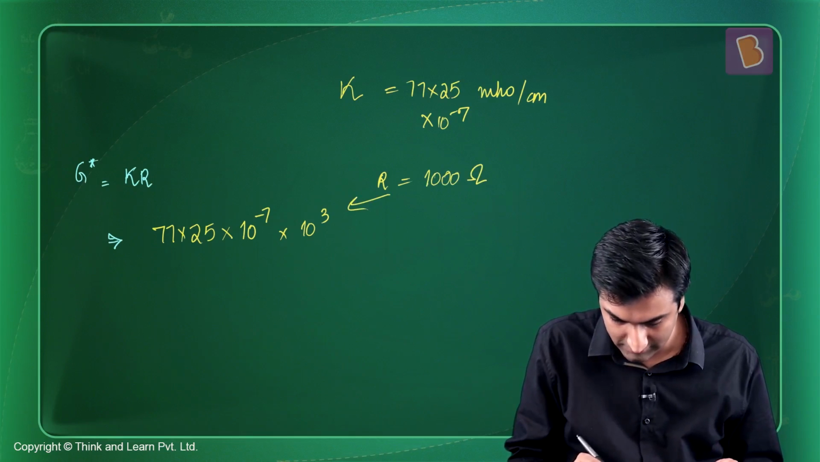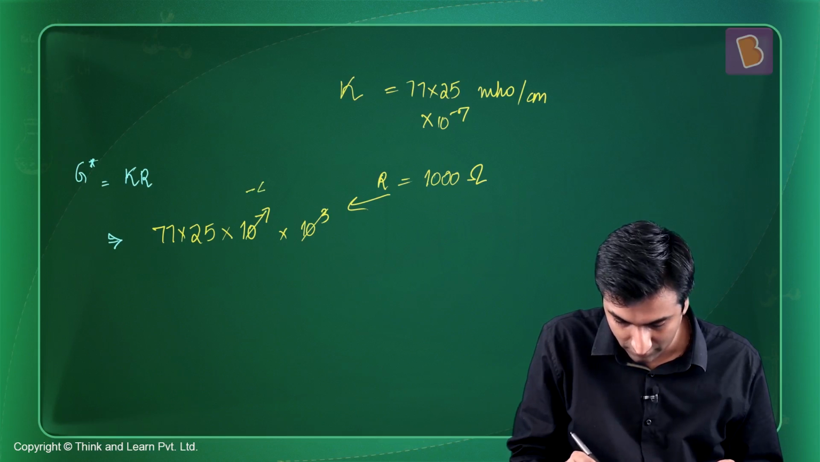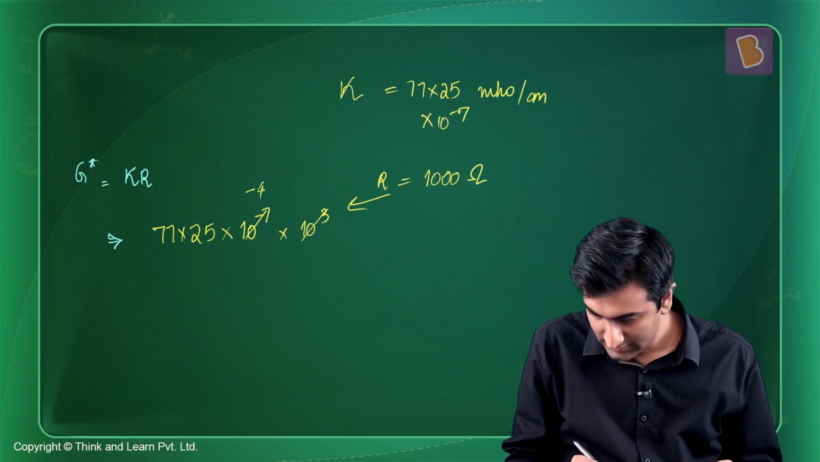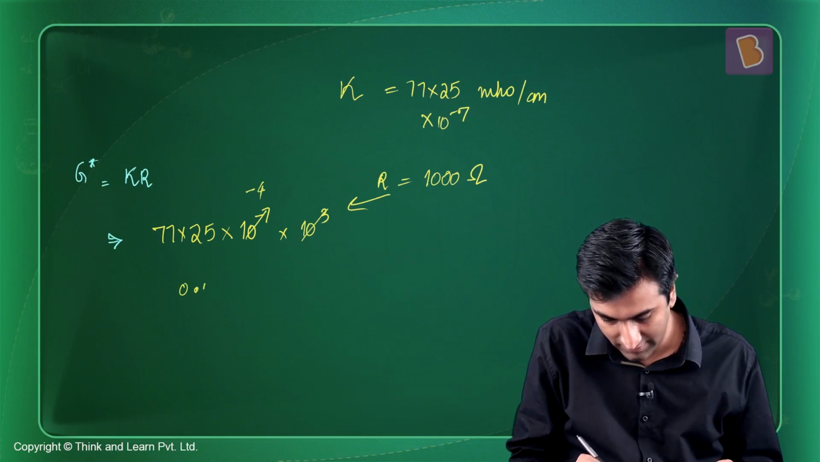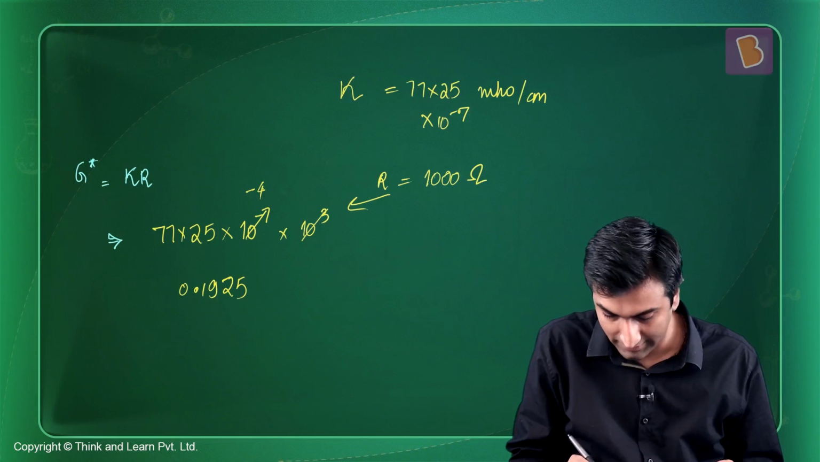So this goes away, this goes away. I have 10 power minus 4 remaining, right? 7 minus 3 is minus 4. 7725, big number, 1925. And when I remove the 4 decimal places, that is what I get.